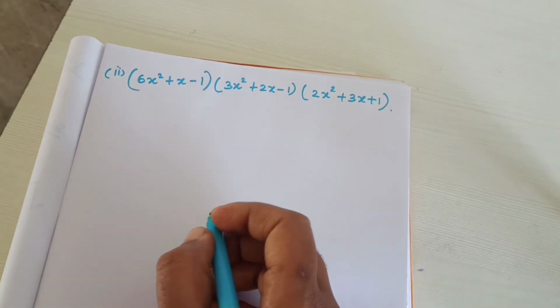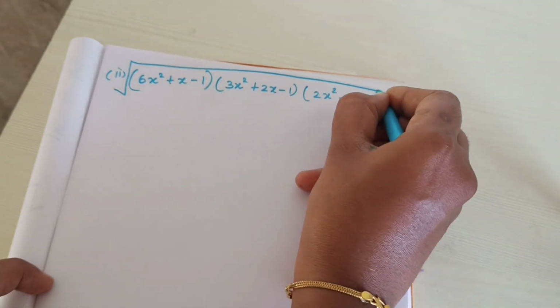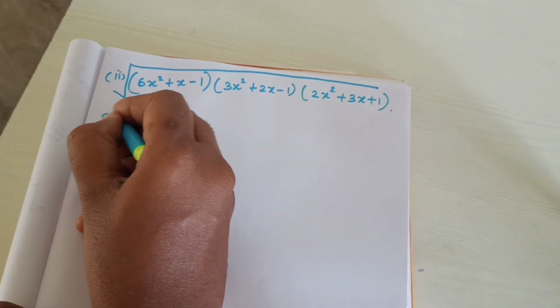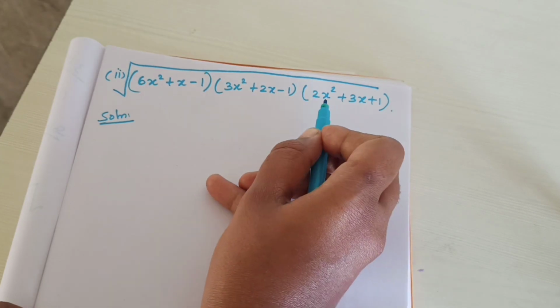Okay, listen, the second subdivision: you need to find the square root of this polynomial, which is equal to, first, every quadratic polynomial we can reduce into factors.